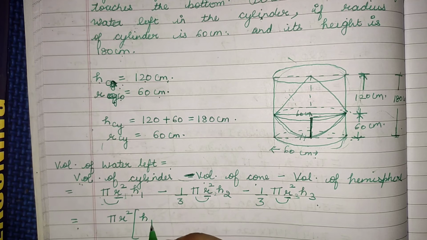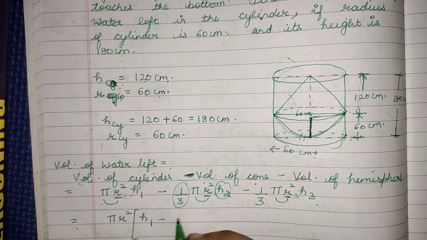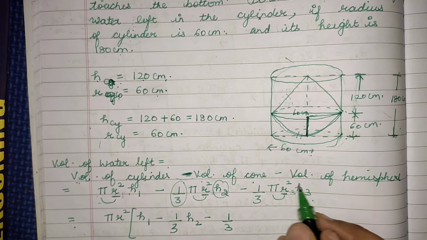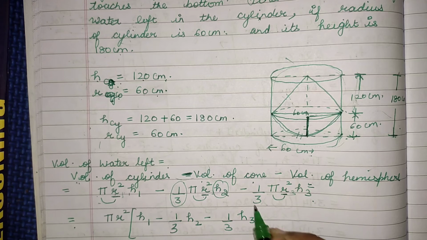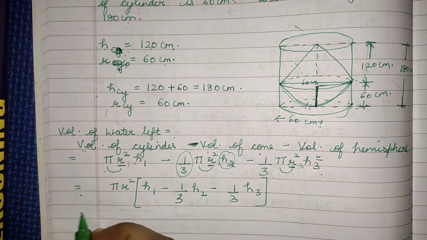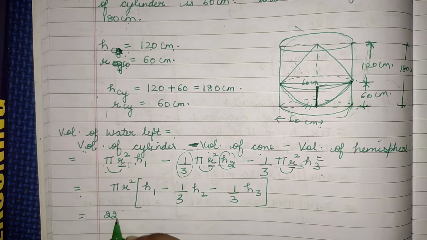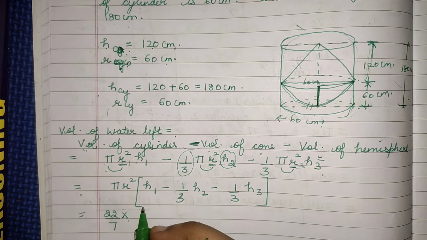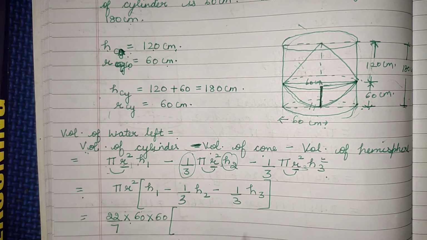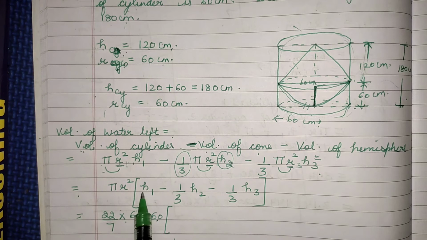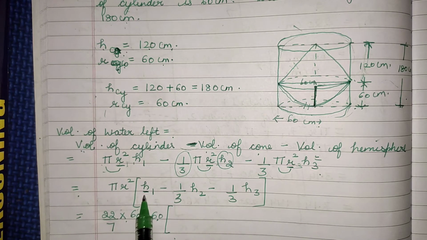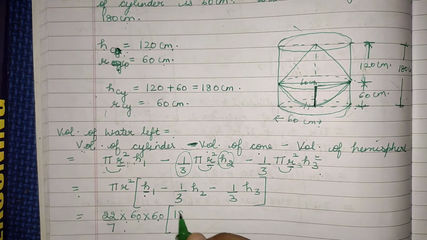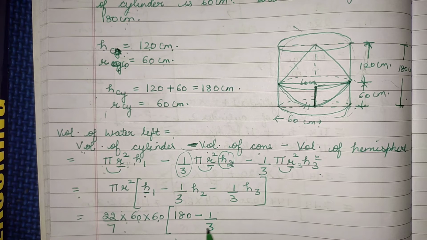So inside the bracket it will be h1 minus 1 by 3 h2 minus 1 by 3 h3. Okay, so pi is what? They have not told us to take any value, so we can take it as pi r square into radius, which is given to us equal to 60, so it will be 60 into 60. h1 is the height of the cylinder, and height of the cylinder is given to us equal to 180 centimeter minus 1 by 3.